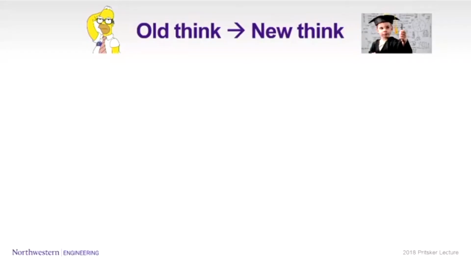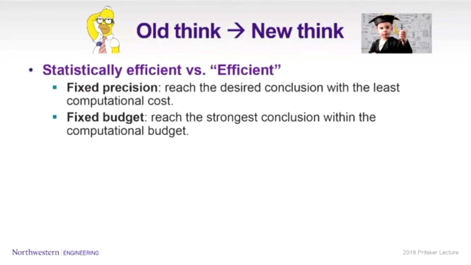So, old think, new think. Along with Linda Pei and Professor Hunter, we're working on rethinking this problem. So, statistically efficient versus computationally efficient. Now we've got to think about computing capability, not just number of observations. And we can think about a fixed precision, where I want to reach the desired conclusion with as little computational cost as possible, sent to Amazon or Microsoft.